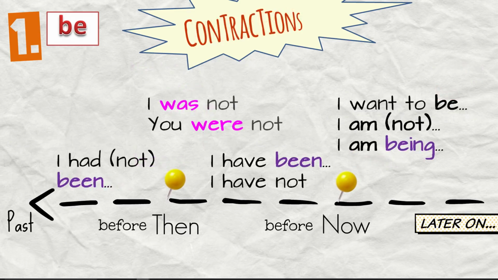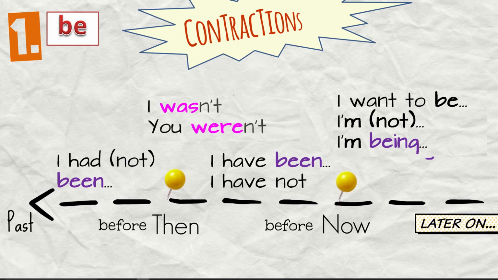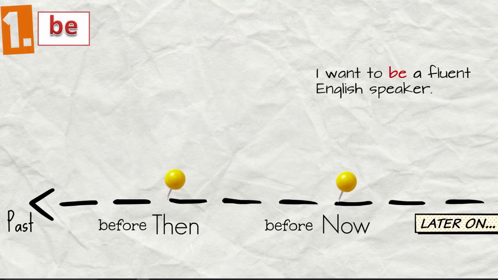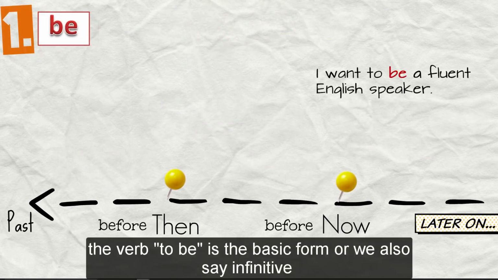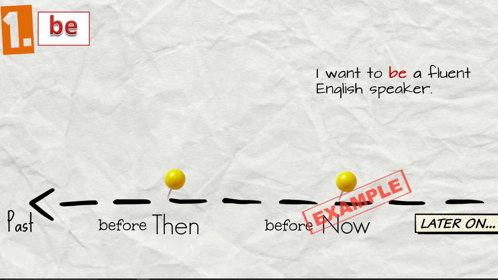Very important are contractions. So I am is I'm, or the negative I was not, you were not, it's I wasn't, you weren't, or I have been, I've been, I had been, I'd been. I want to be a fluent English speaker, so the verb to be is the basic form, or we also say infinitive, but let's not talk about the grammar here.